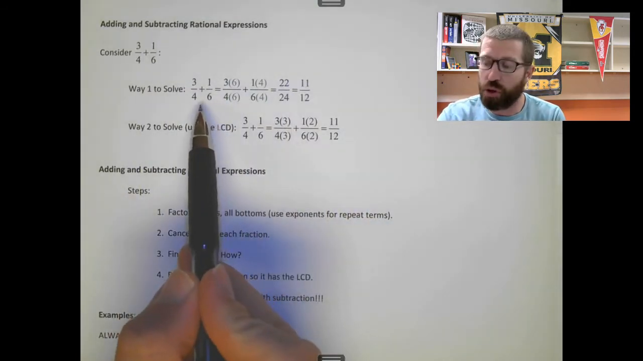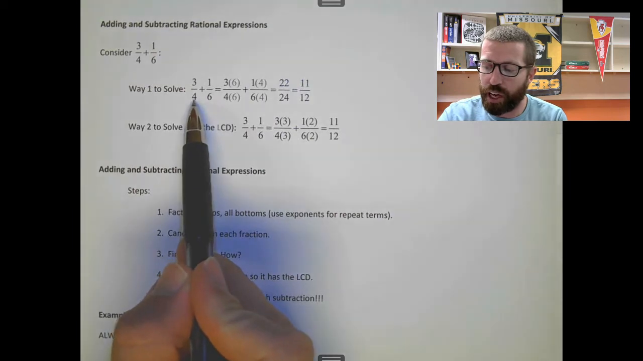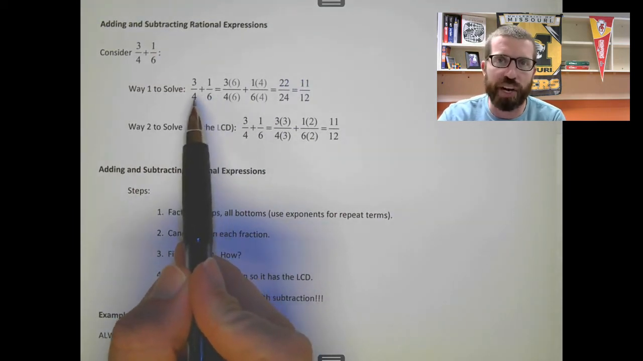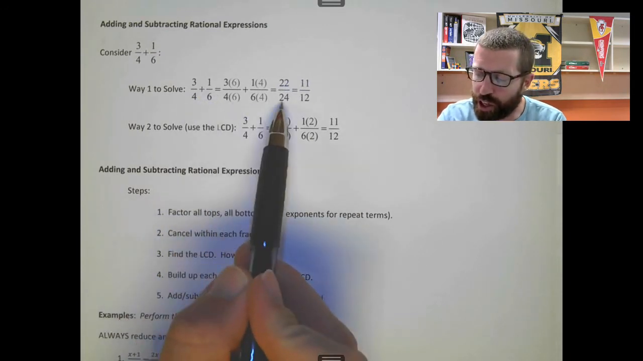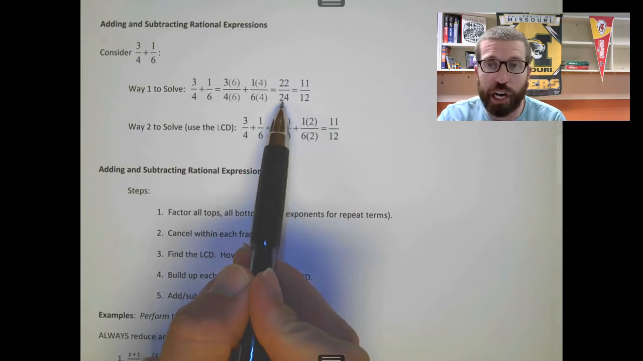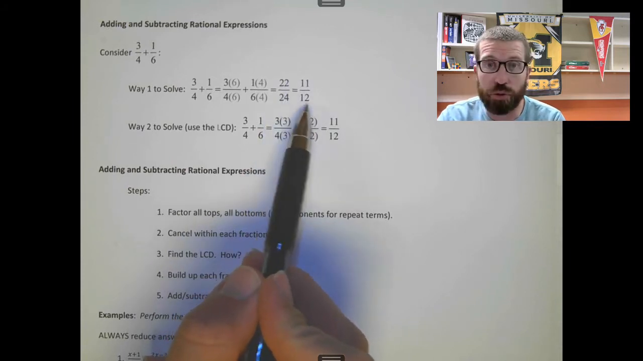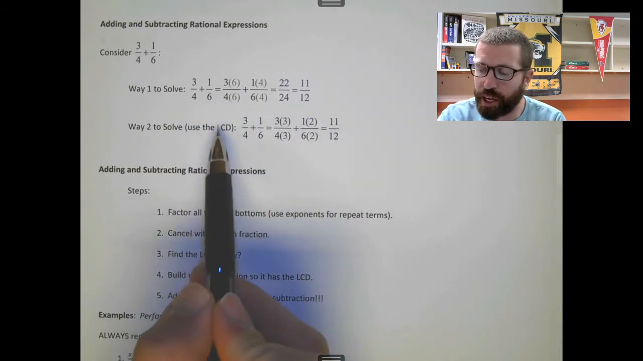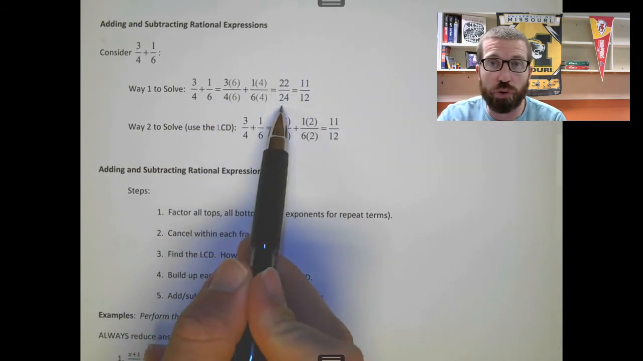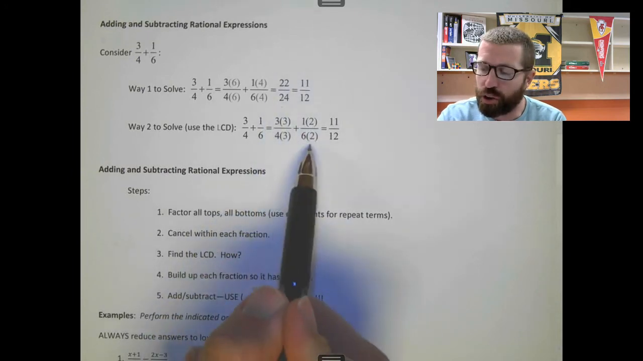One is just to multiply the left side by the right side and the right side by the left side, or the first fraction by the second and second by the first. And so if you do that, then you get 24 on bottom for your common denominator, 22 on top, and then reduce. The other way to solve is to look for a least common denominator. So instead of using 24 for the common denominator, you can use 12.